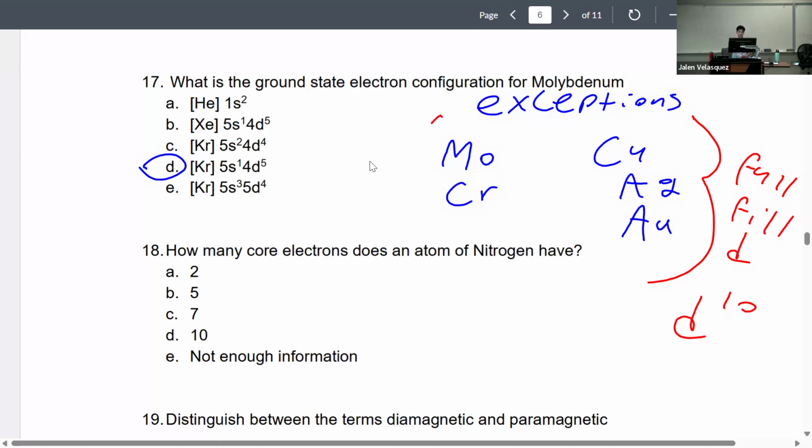Molybdenum and chromium are 4 spots over, and 4 is really close to 5. So these want to have a half-filled D subshell. So it's going to be D5, like we're seeing here with molybdenum. All right, any questions on those exceptions? Make sure you know those, all right?